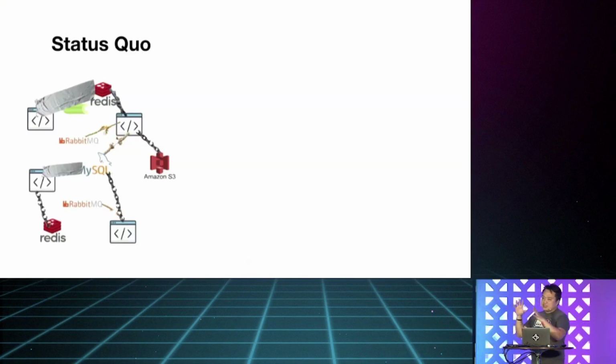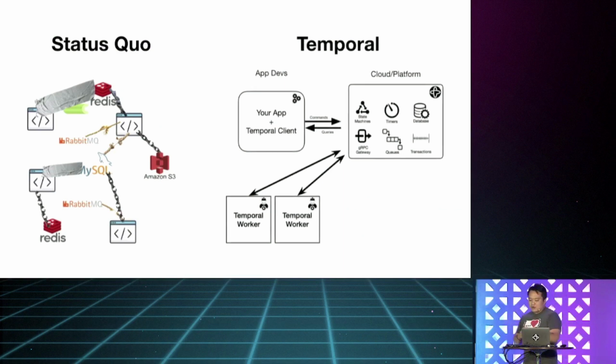So we're moving from a status quo of a hairball of random infrastructure and reinvented code to something that's a little bit more organized, where you have a central platform that has all the infrastructure that you might possibly need, and the individual developers are writing work and workflows that are executed in a fleet of workers.